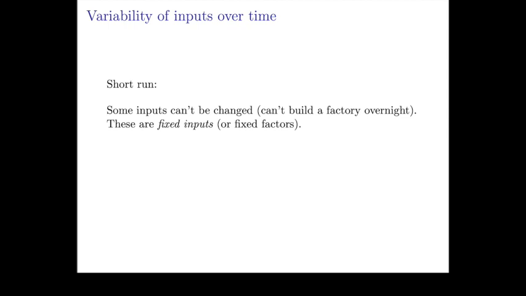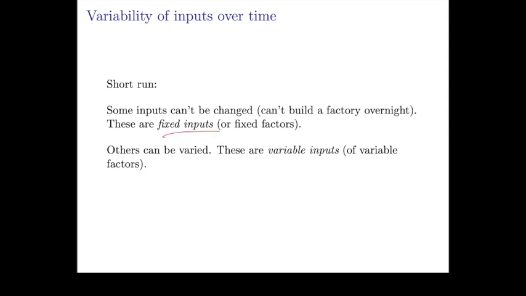So in the short run, we're going to assume that some of the inputs are going to be fixed, whereas some inputs could be varied. Notice we're going to sometimes use the word factor instead of input. The words factor and input are used interchangeably. So in the short run, some inputs can be varied, but other factors are going to be fixed. Quite sensibly, we're going to distinguish between these as fixed inputs and variable inputs.